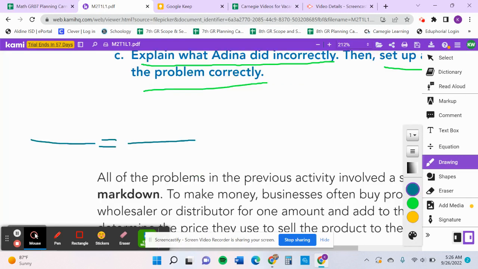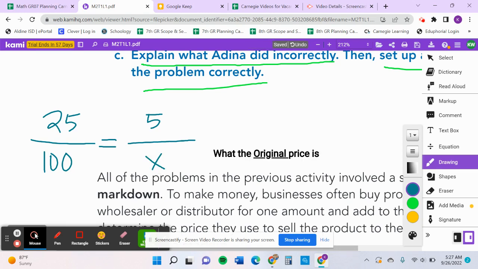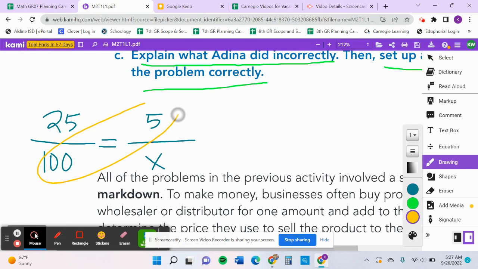Using the setup above, we're just going to fill in what we know. We know that 25% out of 100 was the discount. We also know that $5 was the discounted cost, but we do not know what the total price was originally. So here's our proportion. Now let's cross multiply and solve.